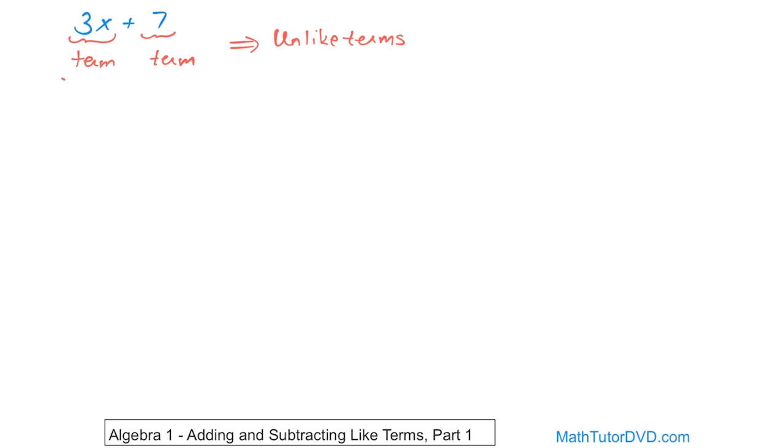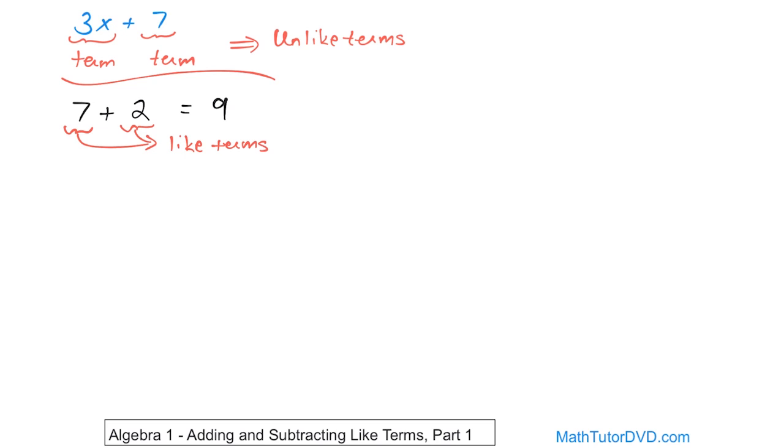So let's take another example of something a little bit simpler that I know you're more familiar with. What if you have 7 plus 2? Are you allowed to add these or not? Well, yes, of course you are. The answer is 9, right? Because this is a term and this is a term. Let me ask you, are these like terms? Yes, they are. These are like terms.